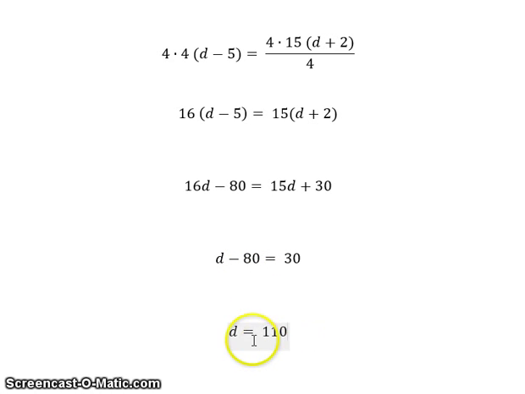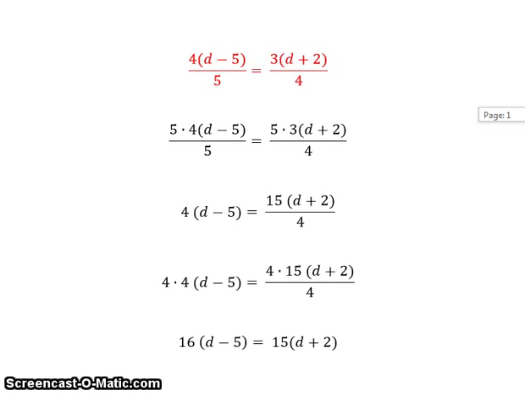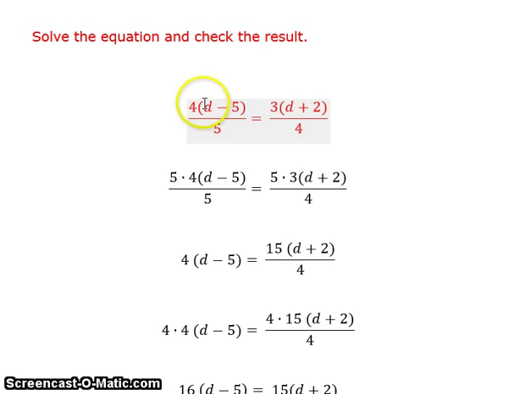I had that in there wrong. d equals 110. And then if you want to check that result, which you should when you solve an equation like this, just plug 110 in back to the original equation for D.